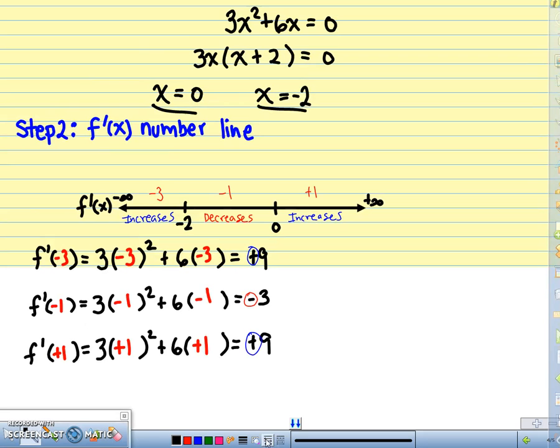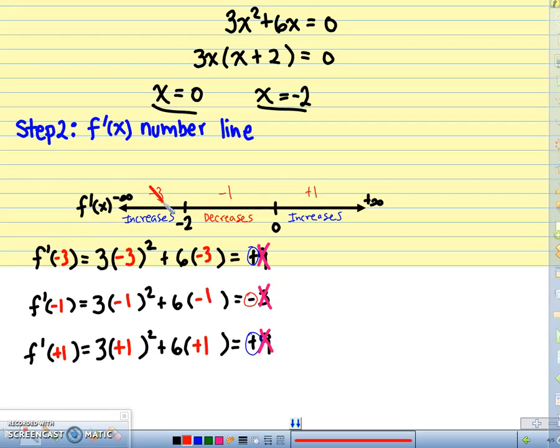Okay, so hopefully you got these answers. Remember that we could care less about the actual value. The 9, we just care about the positive. We can care less about that 3, and that 9 also. We just care about the sign. If it came out positive, it's increasing. If it comes out negative, it's decreasing, and then it's increasing again.